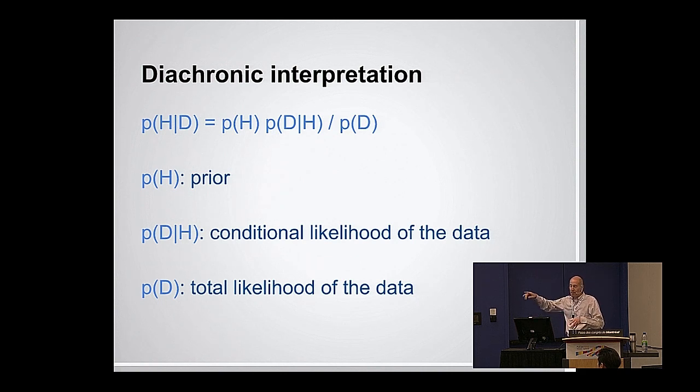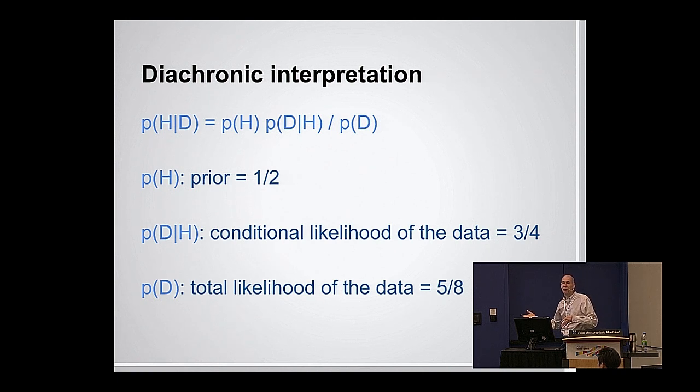Here's what that looks like. I mentioned the P of H is called the prior. I haven't mentioned the other two terms. The probability of the data, given that the hypothesis is true, is called the conditional likelihood of the data. That's one of the three terms on the right-hand side. The other term is the total likelihood of the data. That's the chance of getting a vanilla cookie under any conditions at all. Okay?